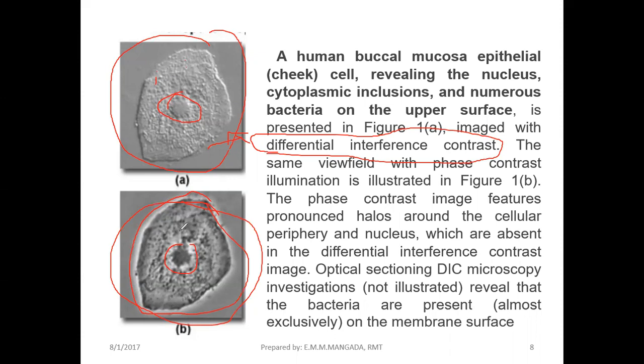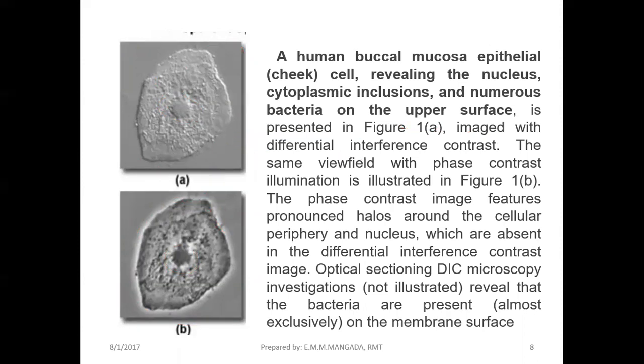So again, your phase contrast or interference phase contrast microscope is used for the quantification of your tissue mass. Again, these are images viewed under the microscopes. Letter A is under your differential interference, and the second one is under your interference or simply phase contrast microscope. This is an epithelial cell coming from the buccal cavity or buccal mucosa.